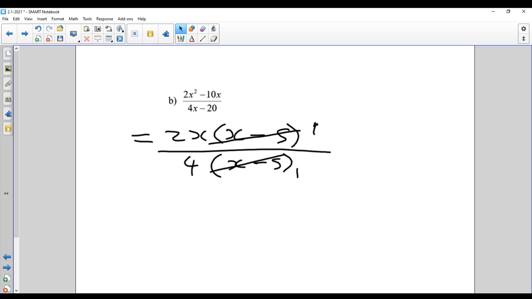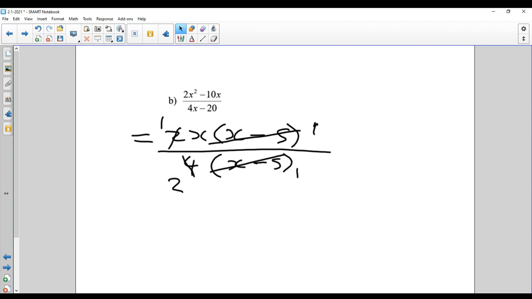But we can reduce something else. We certainly can. Angeli, go ahead. Say it again. True, because what we're going to do is we're going to also reduce the 2 and the 4. So 2 goes into 2 once, and 2 goes into 4 twice. So we're going to try to reduce this as much as we can.